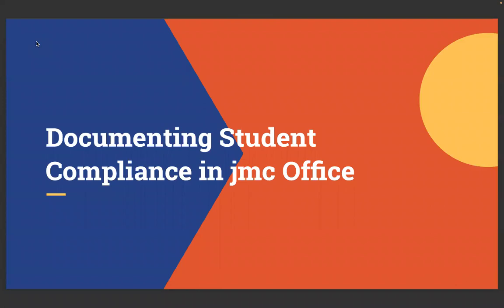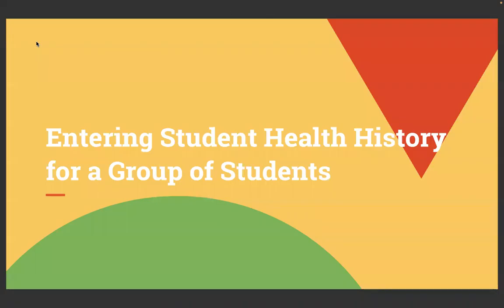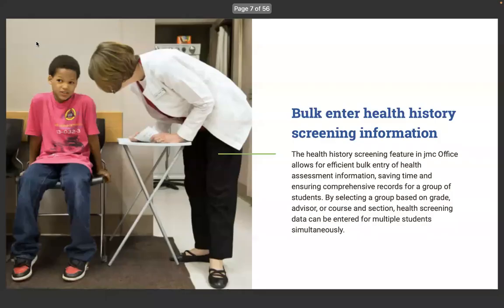We're going to start with documenting student compliance in JMC Office, which involves the health module. So you're going to begin by entering student health history. You can do this one of two ways. You can do this individually, or you can do this for a group of students all at once. Probably the easiest way to go about entering this information, especially if you have all of this information on hand, would be to enter it in bulk.